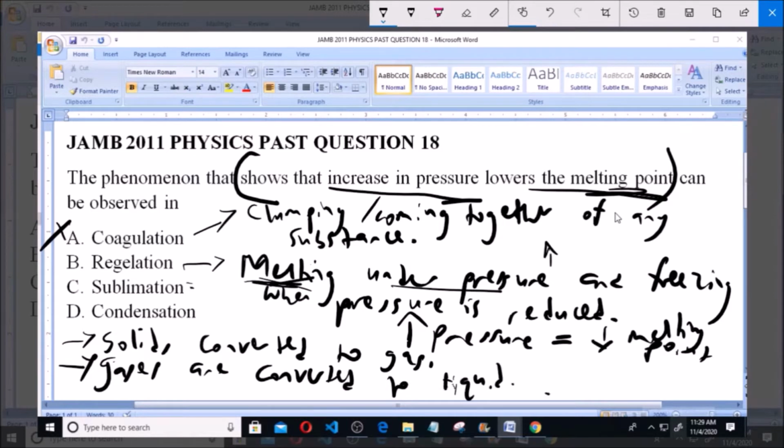Now from what we've explained from the four options, option B, which is regelation, is the one that indicates this increase in pressure lowering the melting point of a substance. So option B, regelation, is the correct answer to this question.